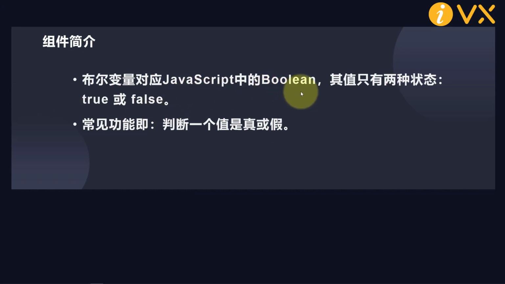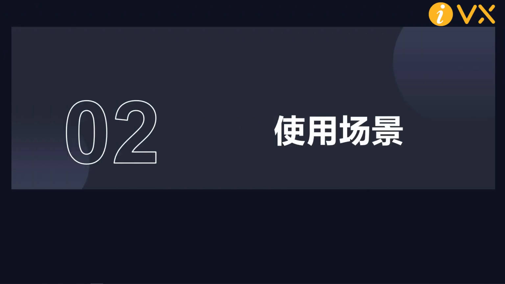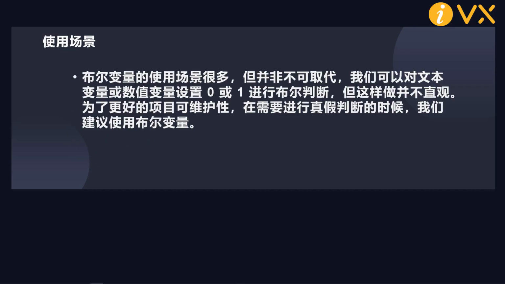In fact, a Boolean variable is a very simple type. It corresponds to a data type such as Boolean in our JavaScript. There are only two states for a value, namely, true or false. Its common function is to judge whether a value is true or false. Then let's talk about the common use scenarios of Boolean variables.